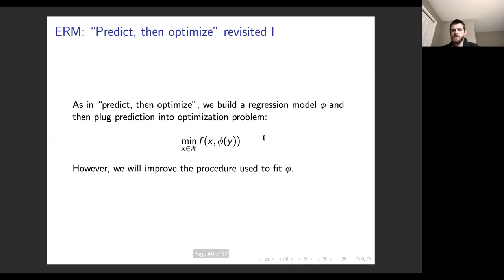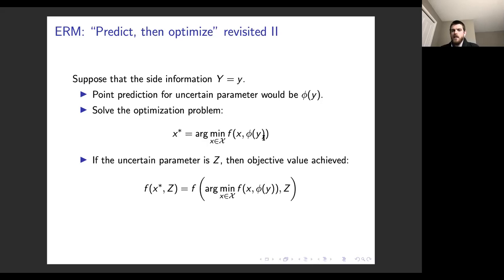Okay, so the last approach that people have looked at I'll call predict and optimize revisited. And this is something that I've worked on. This is very similar to predict and optimize in the sense that we're going to build a regression model and we're just going to get a point prediction from it. And we're just going to plug that point prediction into the optimization problem. However, instead of using standard regression techniques, we're going to use empirical risk minimization principles to get a better procedure for fitting this regression model.